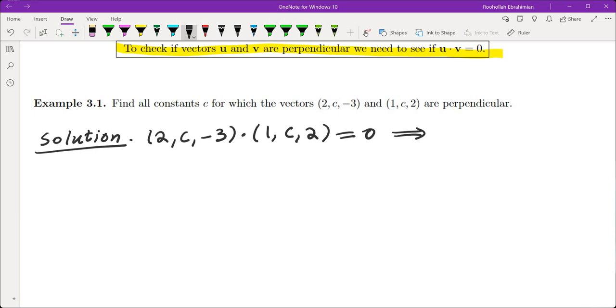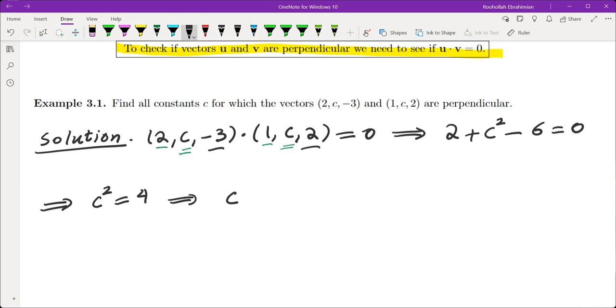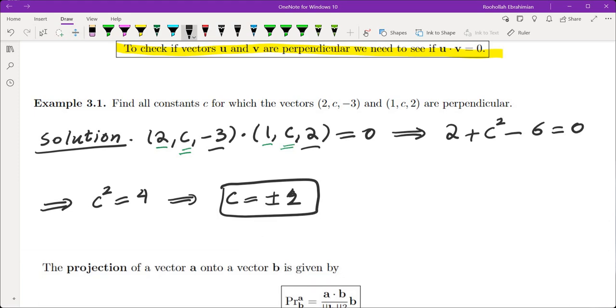This gives us 2 times 1, which is 2. When we find the dot product of two vectors, we multiply the corresponding components. c times c would be c squared, and then negative 3 times 2, which is negative 6. And this gives us c squared equals 4, which gives us two values of c. So c equals plus 2 and c equals minus 2 are the values for which these two vectors are going to be perpendicular.